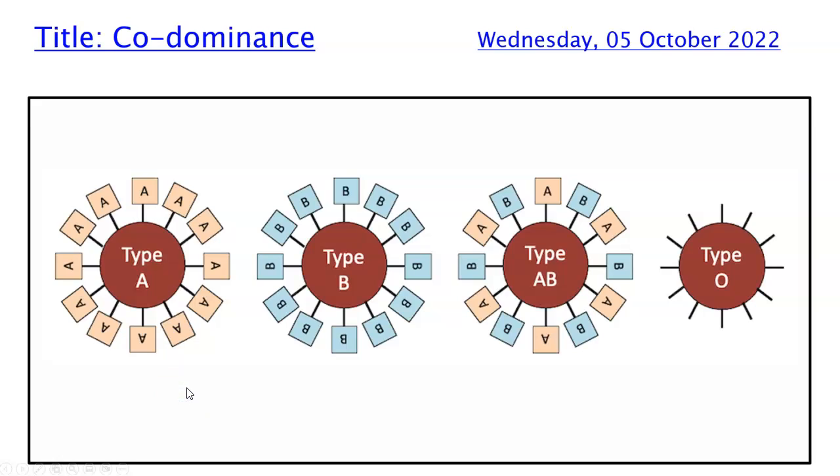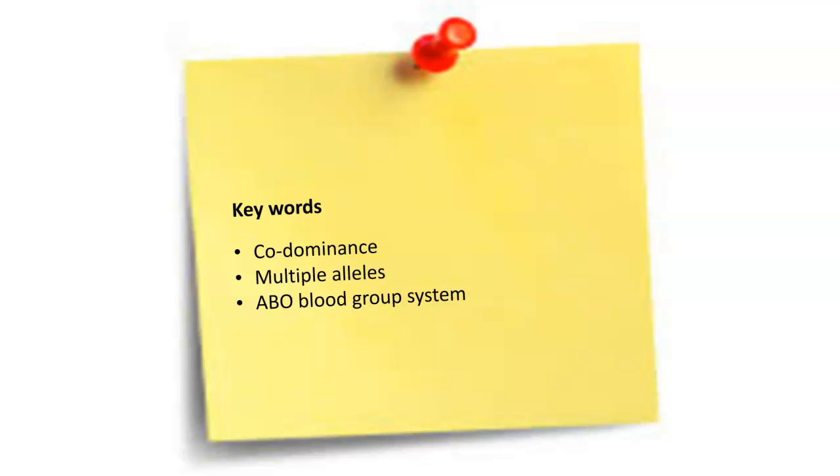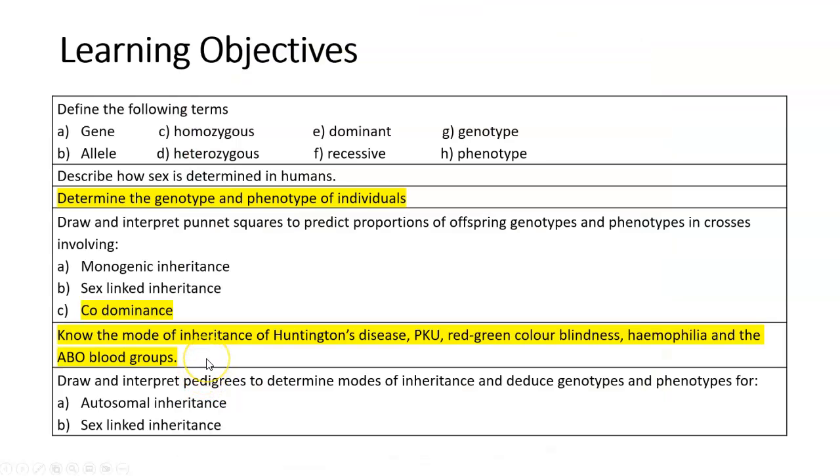In this video on genetics, we're going to be looking at a different type of inheritance pattern, and that is codominance. These are the key words associated with today's lesson, and these are the learning objectives. So again, really similar, we're just picking out the key points that we need to look at.